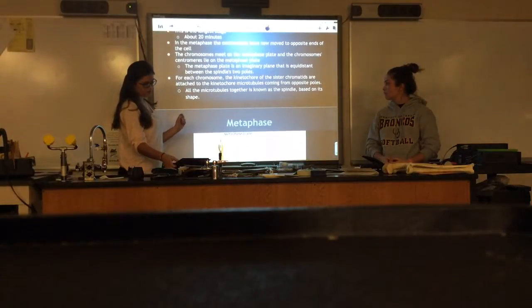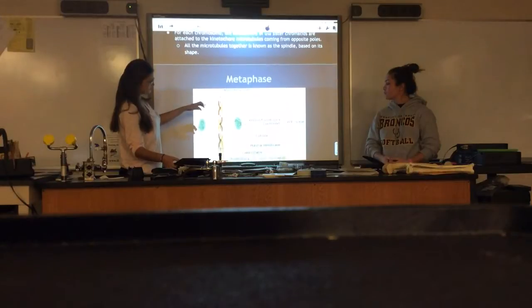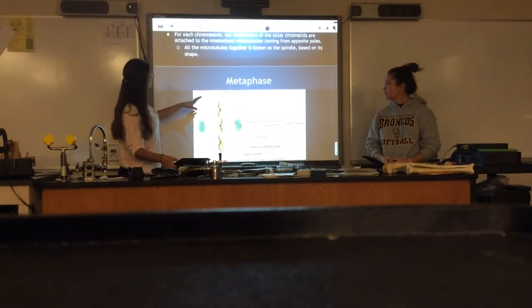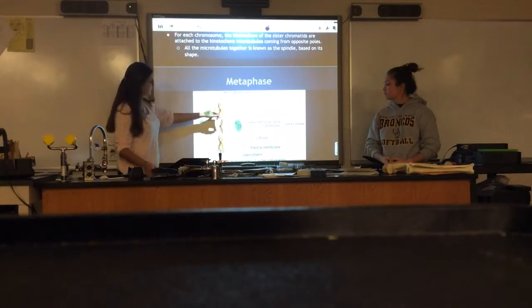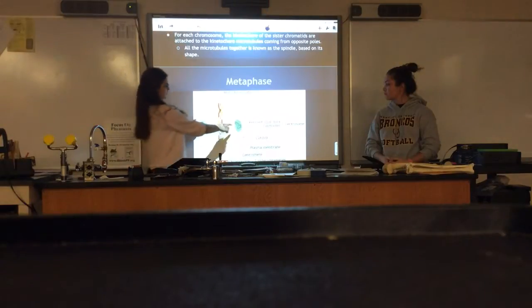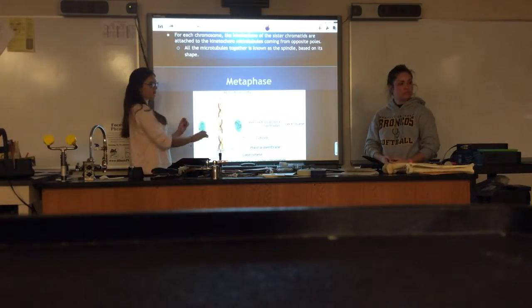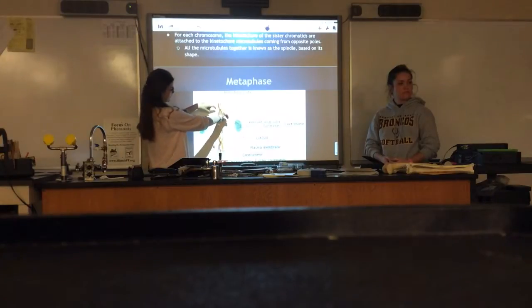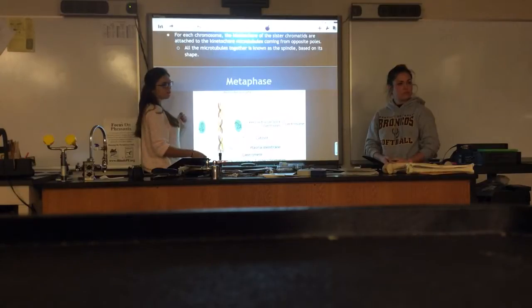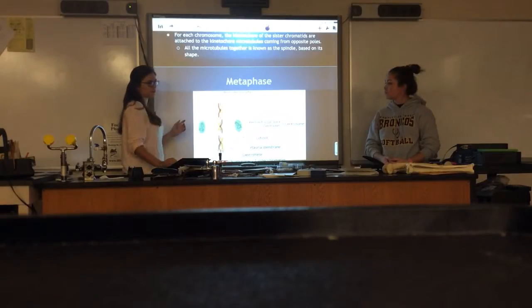The sister chromatids are right here. This is what they attach to, and they each come from each side and attach to one side of it. So later on in the phase, when they pull it apart, one will pull half that way and this one will pull half that way.